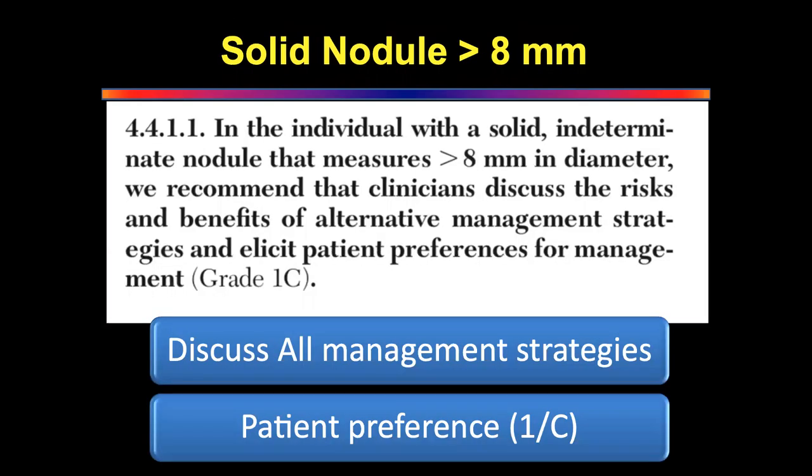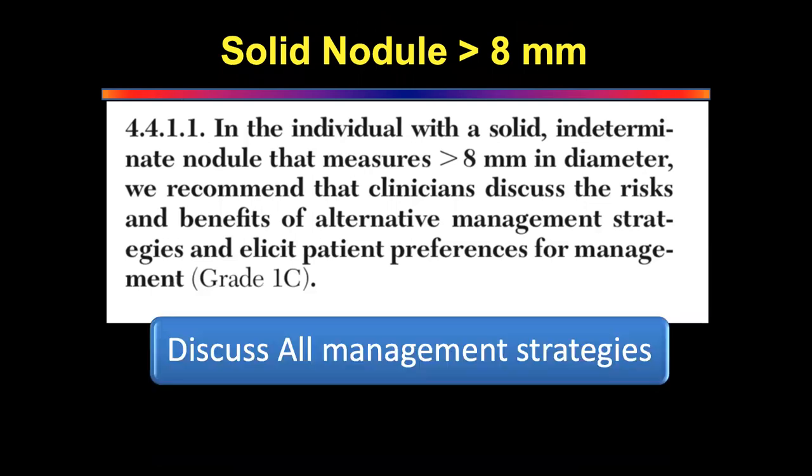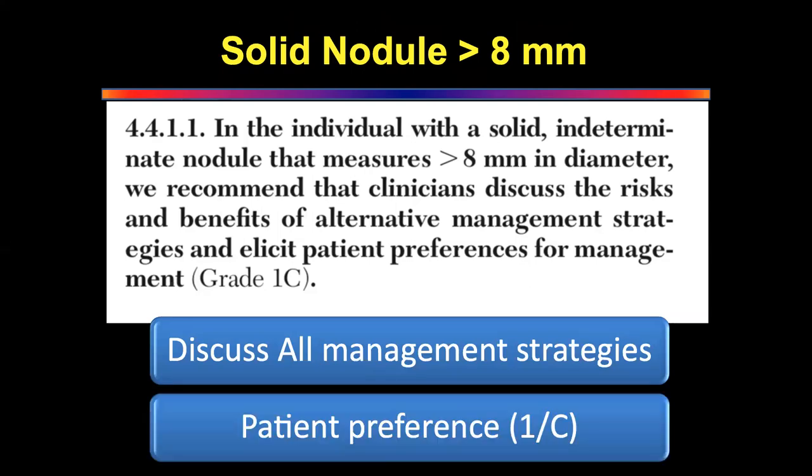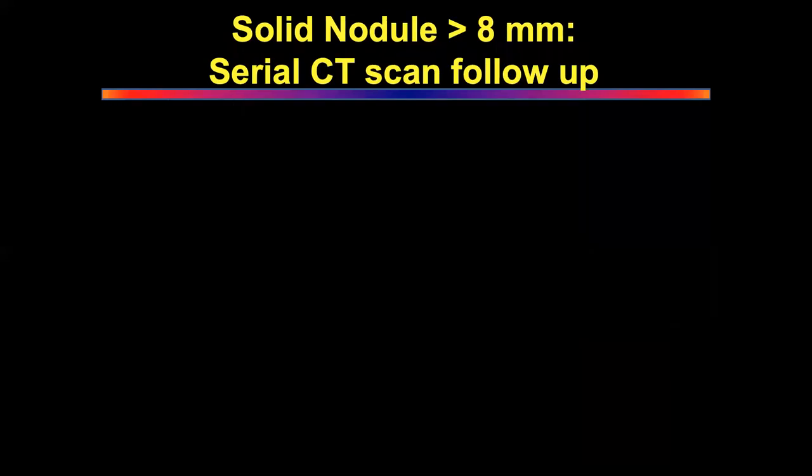Okay, so anybody with a high probability of cancer has to have a biopsy. Very, very clear. Now, these are some intermediate stages. They're talking about what to do and the guidelines. So patient preference is mentioned in this. When do you do a serial CT scan follow-up in a patient with more than 8 millimeters? Is there any situation when you would do a serial CT scan?